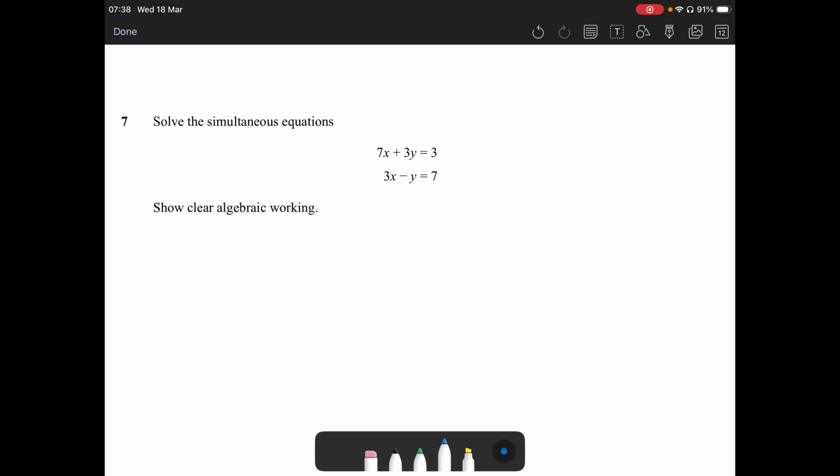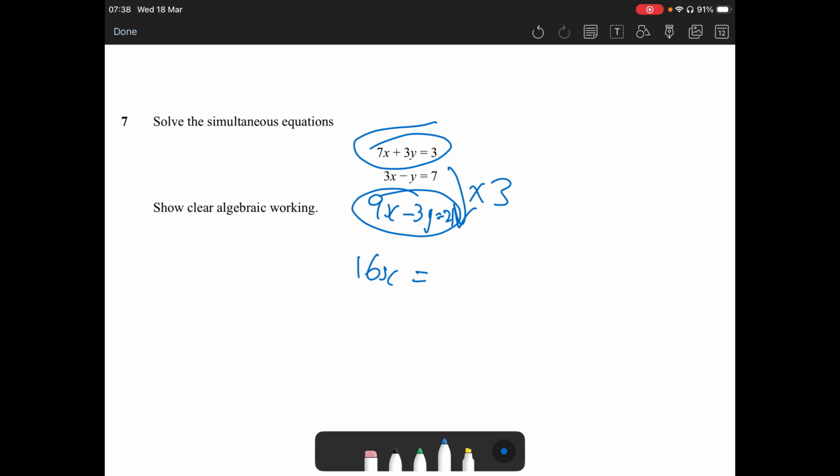Number 7, solve the simultaneous equation. Times this one by 3. 9x take away 3y equals 21. Add the first and the third equation together, because you want to cancel the 3y's out. 16x equals 24. Divide 24 by 16, which simplifies to 3 over 2. You just divide them by 8.